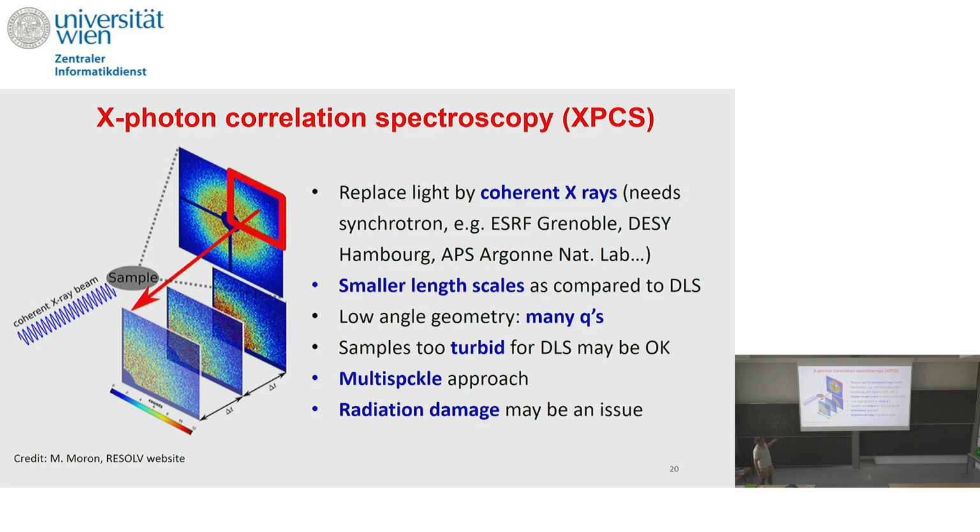You typically do it in the low angle geometry, which means that looking at different rings, you can get things at different Q vectors, which is interesting. It's nice because sometimes you have samples that are too turbid for dynamic light scattering and are fine for XPCS. You use this multi-speckle approach typically. One thing that you have to keep in mind is that this X-ray beam can actually burn or modify or screw up your sample. So you have to check for that.